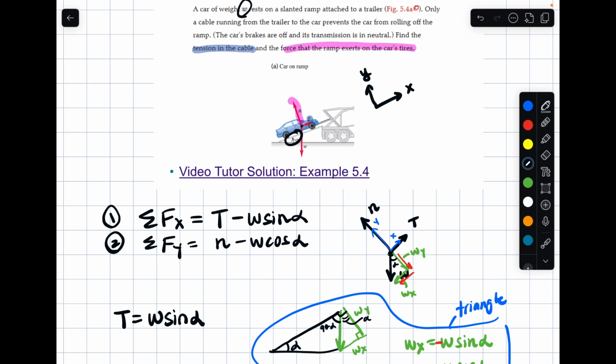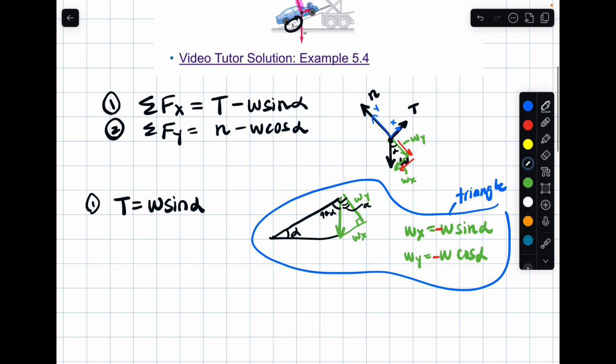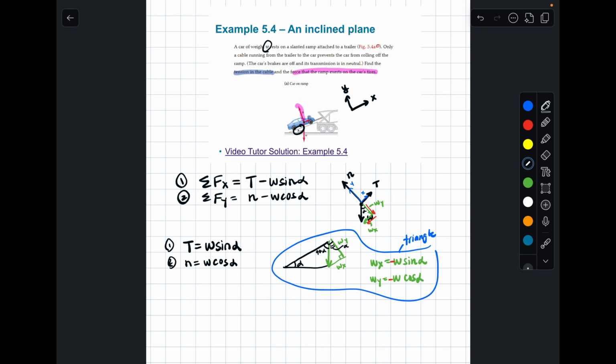So now the next thing we need to solve for is N, the normal force, which is the force that the ramp exerts on the car's tires. So we'll use equation 2 to solve for N, since W and alpha are knowns, and you're going to see that the normal force is equal to the y component of the weight. Okay? So this is how you'll treat inclined plane problems. And there may be more forces involved, depending on the situation. But this is the general idea of how you treat an inclined plane problem.